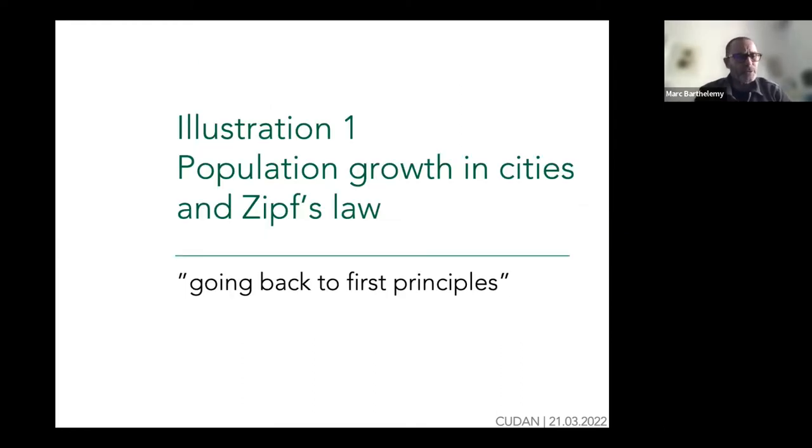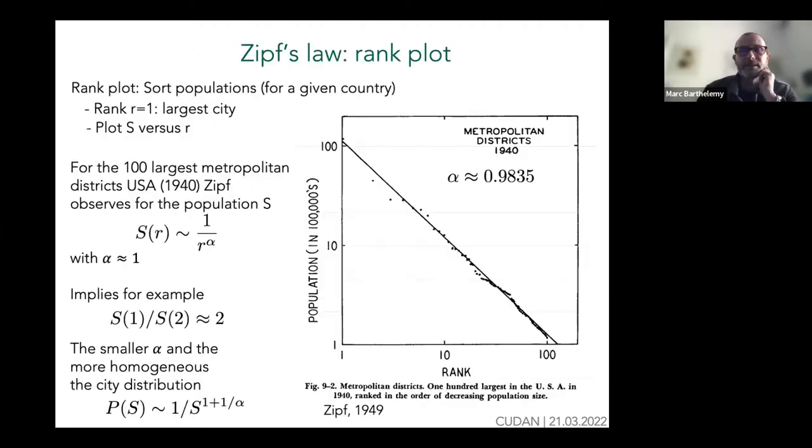So let me try to illustrate these approaches with two examples. I could have chosen many more, but these are the most recent I did. And the first one is: how can we describe the population growth in cities? And this is related to the famous problem which is called the Zipf law in cities.